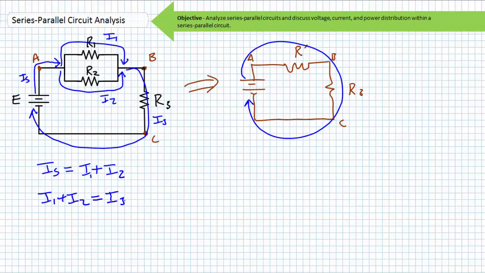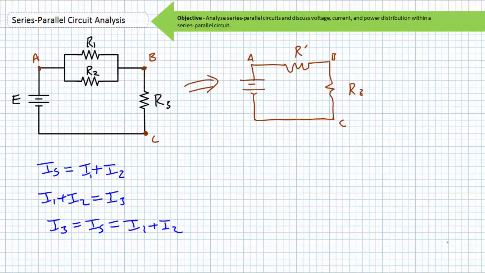Additionally, if I1 and I2 recombine at node B, this means that I1 plus I2 equals I3, the current through R3. Finally, if I3 travels into the negative terminal of our source, it must come out of the positive terminal of our source. It can be therefore stated that I3 is equal to our source current IS. Our Kirchhoff's current law analysis of this circuit suggests IS equals I1 plus I2, which equals I3.